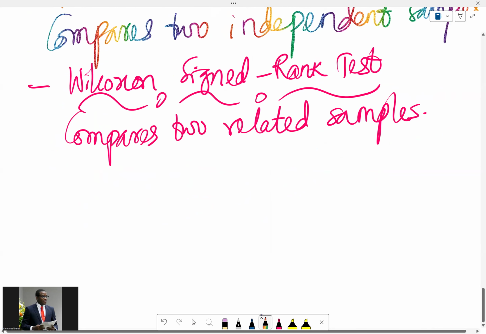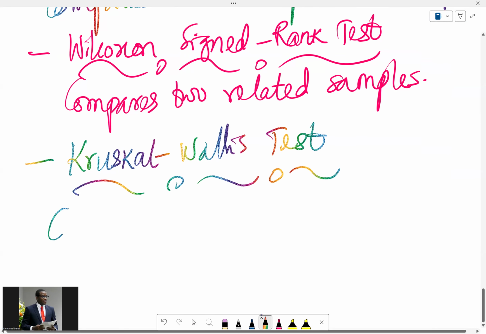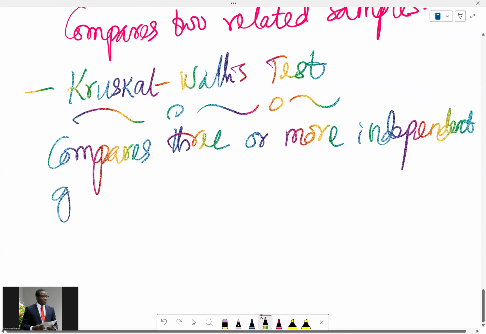Then we have the Kruskal-Wallis test. The Kruskal-Wallis test compares three or more independent groups. That's the Kruskal-Wallis test.